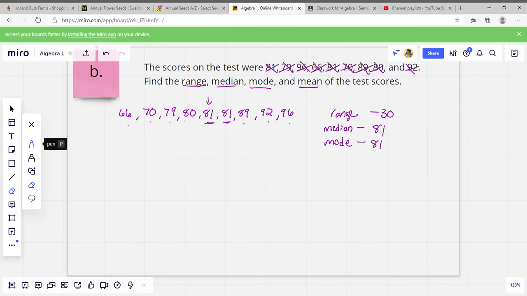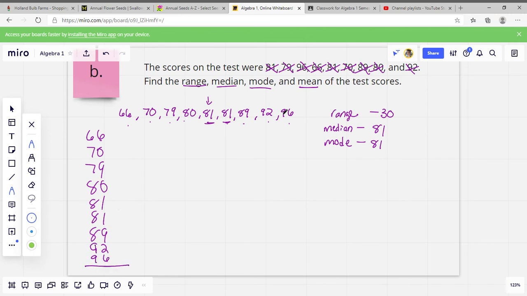Alright, let's try again. Alright, so we got 66, 70, 79, 80, 81, 81, 89, 92, and 96. Alright, so we're going to be adding these up. 9 and 1 is 10. Another 9 and 1 is 10, so that's 20. 26, 27, 28, 29, 30, 31, 32, 33, 34. My 4, carry my 3.